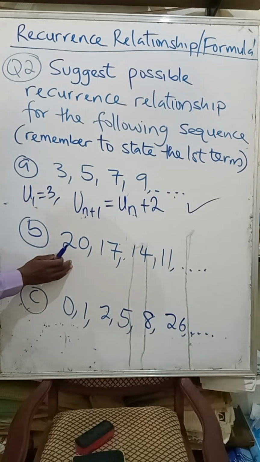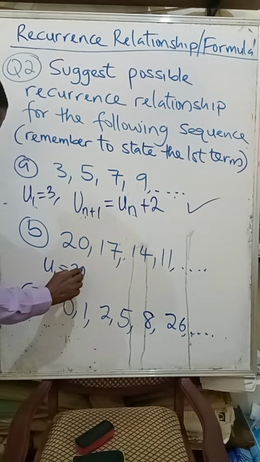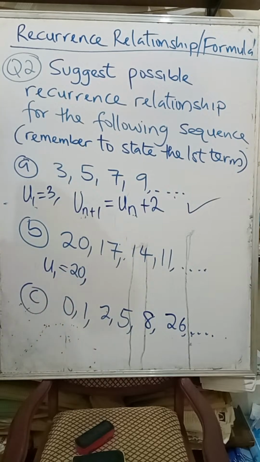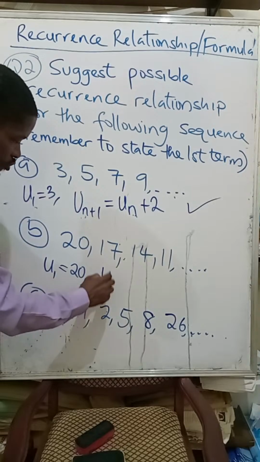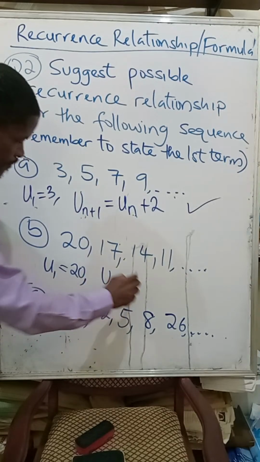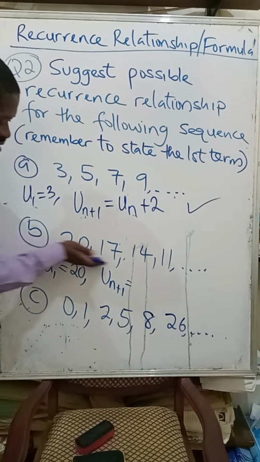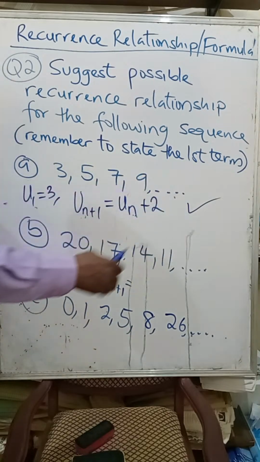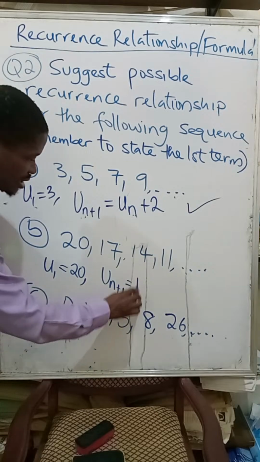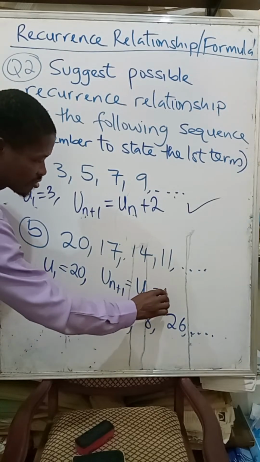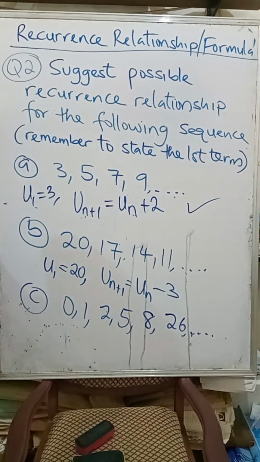For this B part, the U1, the first term, is 20. The recurrence formula or relationship will be what? Un plus 1. And then you see the sequence is decreasing by 3. So it's going to be Un minus 3. It's decreasing by what? By 3. So that is the recurrence formula for that one. We've stated the U1, so that's that on that one.